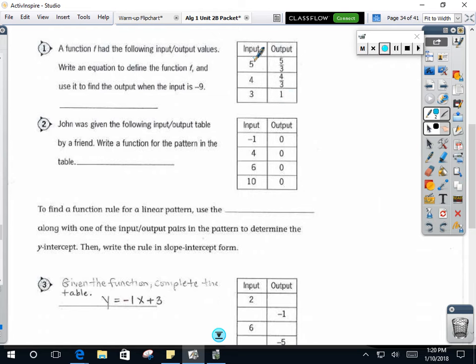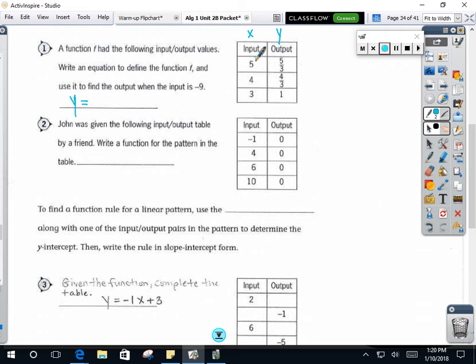What do you know about input values? What else could you call them? X values. And then what do you know about output values? They are your y values. So when you're asked to write an equation, you'll start it with y equals what's going on each time to get from x to y.